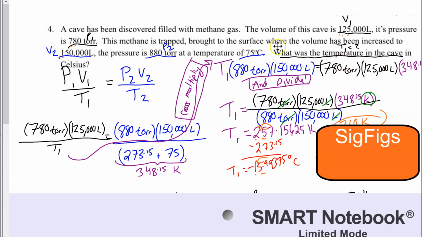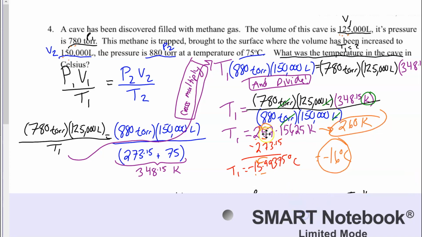It asked for what's temperature in Celsius. So we've got to subtract that 273.15. We get negative 15.99 degrees Celsius. Okay. Last thing is round for sig figs. 3 sig figs, 2 sig figs, 2 sig figs, 2 sig figs. Least number of sig figs is 2. So this is either 260 Kelvin or negative 16 degrees Celsius.